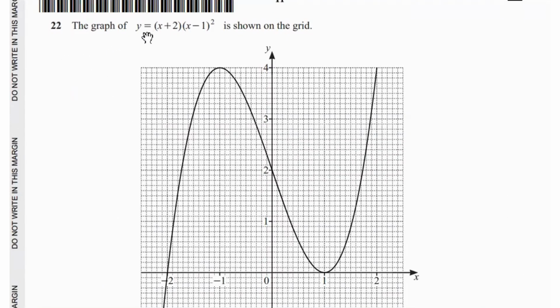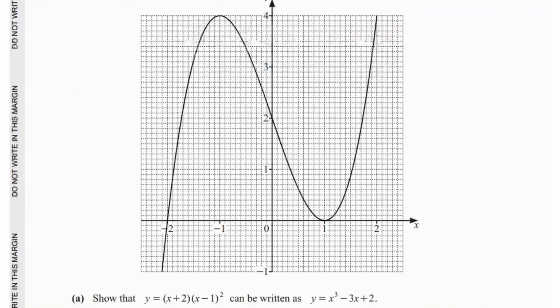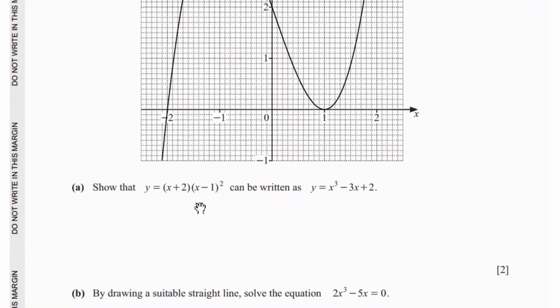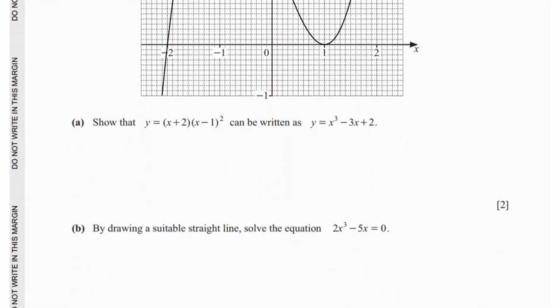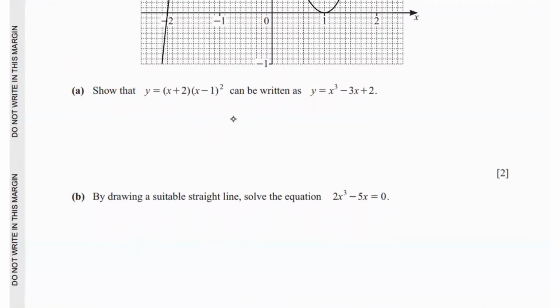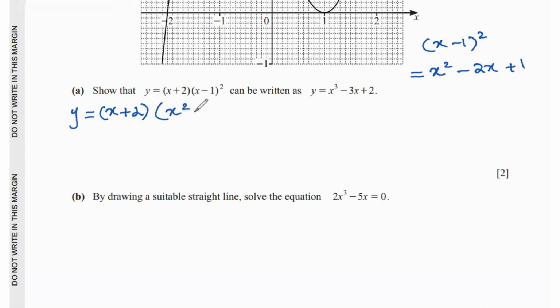Question 22 says the graph of y equals (x plus 2)(x minus 1) whole squared is shown on the grid. Show that y equals (x plus 2)(x minus 1) whole squared can be written as y equals x cubed minus 3x plus 2. So we just have to expand the bracket. (x minus 1) squared is basically x squared minus 2x plus 1. So you replace that with this.